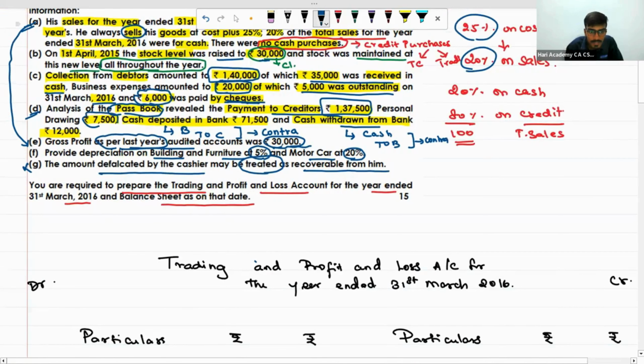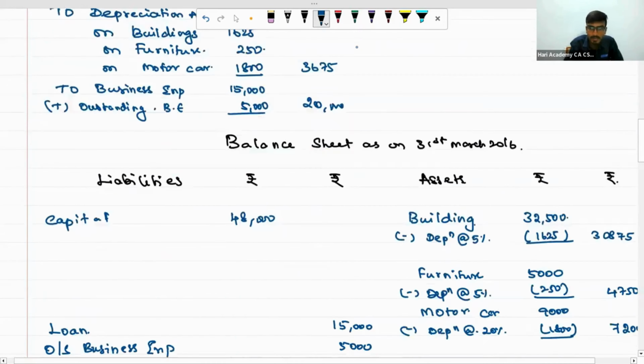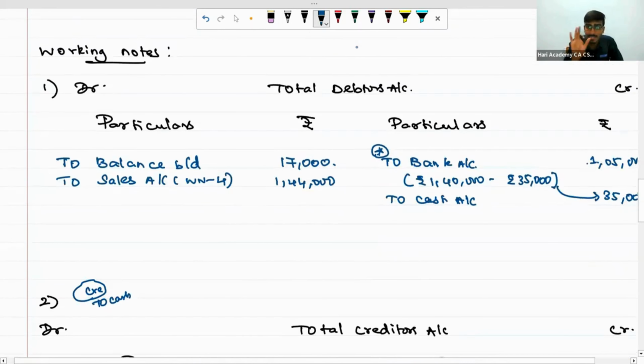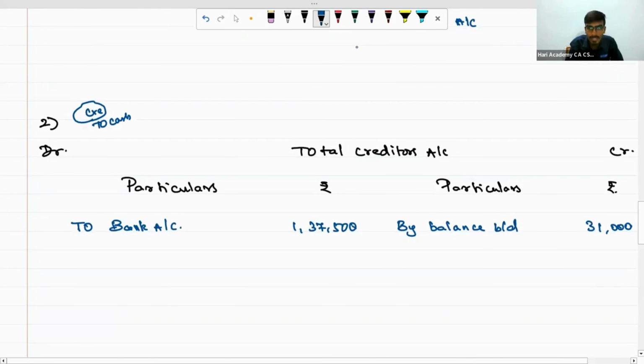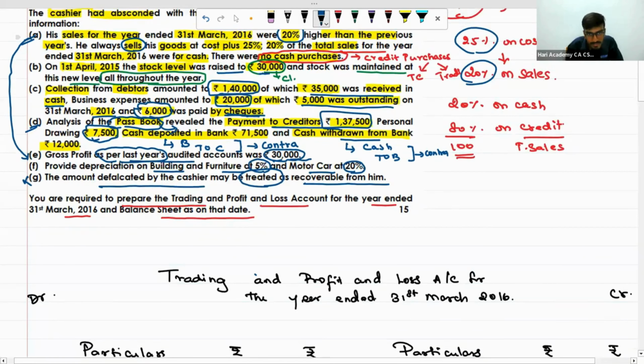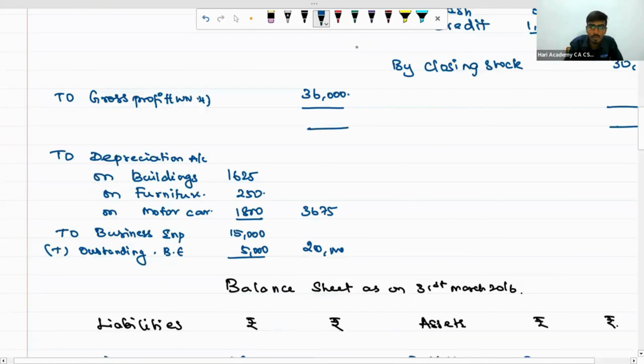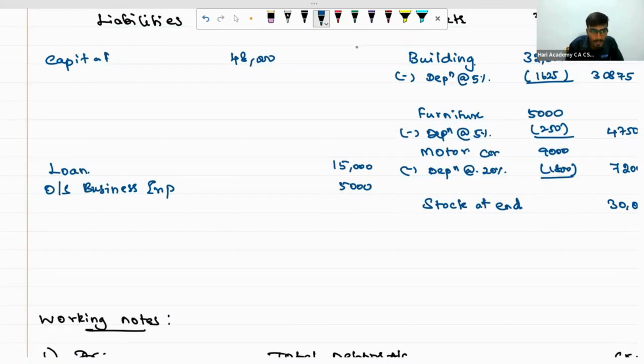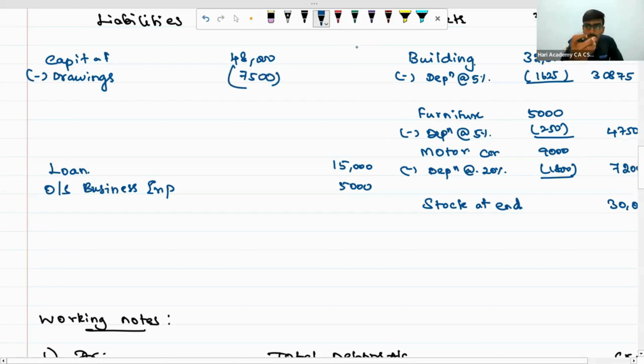Personal drawings of 7,500. If it is personal drawings of 7,500, I will assume it is drawings from the bank, because I have some money there. Why am I saying this? Because your passbook only revealed that. So it is from the bank. So I will go to the capital. From the capital, I am reducing the personal drawings of 7,500. There is no obligation that from the capital I immediately need to reduce net profit. There is no liability at all.